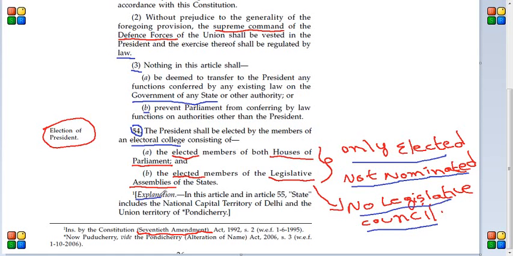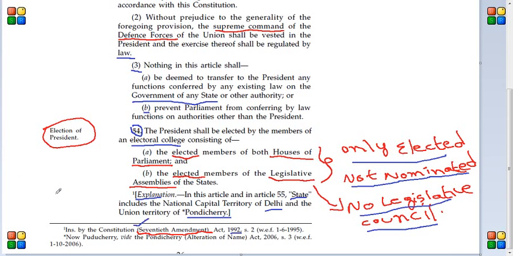Next thing is this. Here state also means the National Capital Territory of Delhi and the Union Territory of Pondicherry. So we have to remember that Delhi and Pondicherry are union territories, but still they have their legislative assemblies for easier administration. And in the 70th Amendment they inserted that members of these two assemblies can also vote in the election for president. Earlier to that, members of these two assemblies were not allowed. Only from the 70th Amendment Act 1992 were they allowed.